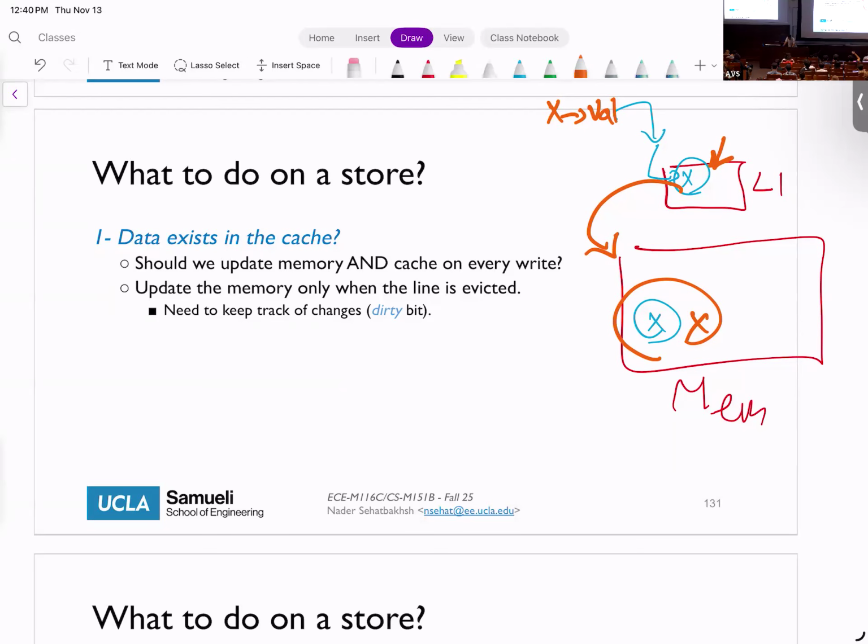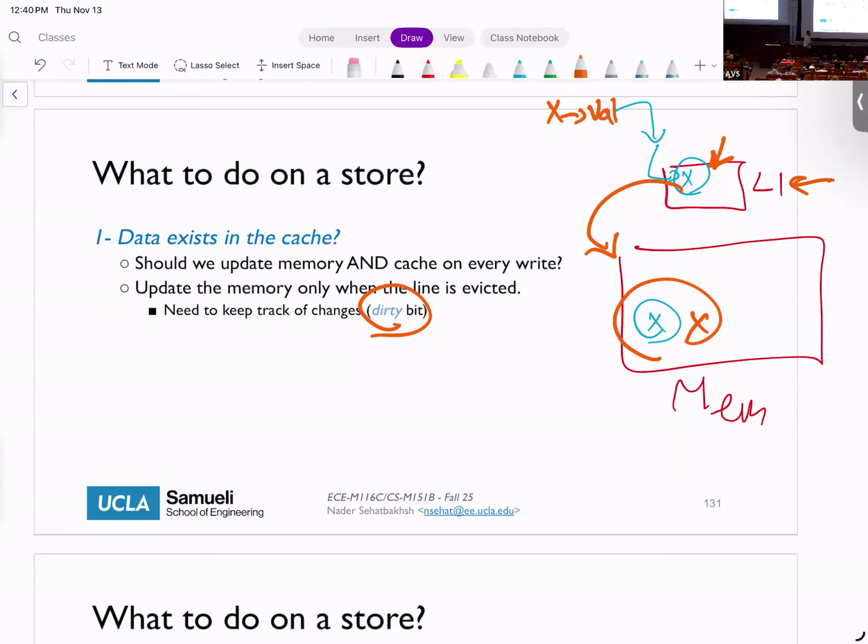For the option where I only write to the cache, I need to keep track of whether or not this value needs to be, quote unquote, written back to the memory. As a result, we usually have a bit called the dirty bit. If the dirty bit is 1, it means that this line is dirty. This line has been updated, so I write it back to the memory when it's evicted. If it's not dirty, then when it's evicted, I don't need to do anything. I just move forward.